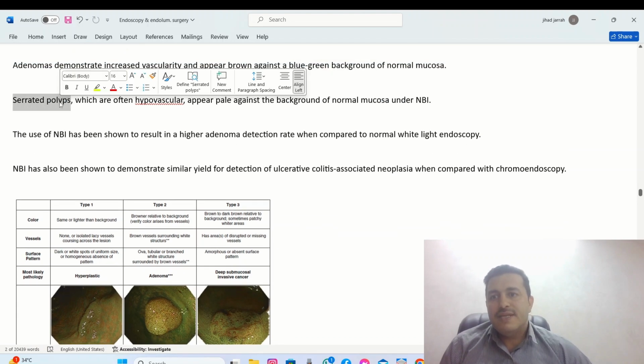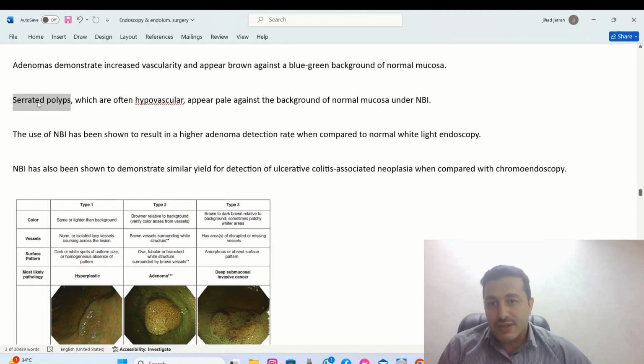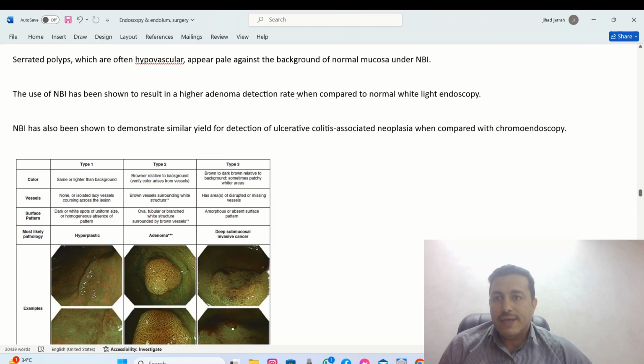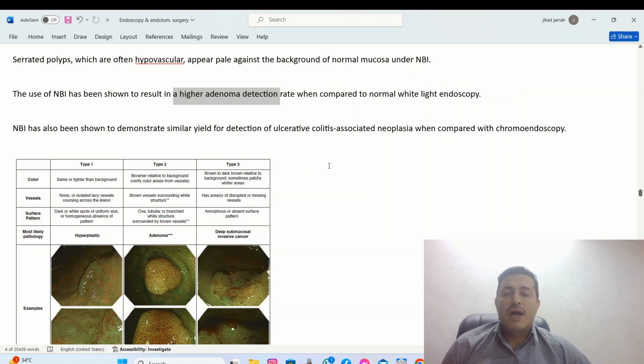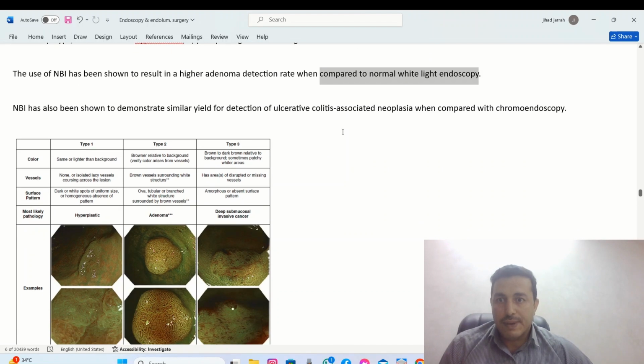The serrated polyp. This adenoma and serrated polyp have malignant potential. The serrated polyps are hypovascular and they appear pale against the normal background, which should appear blue and green. Okay, it is proven that it results in a higher adenoma detection rate when we compare it to the conventional or standard white light endoscopy.